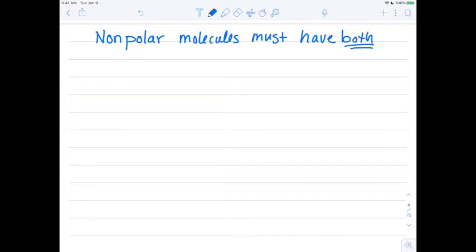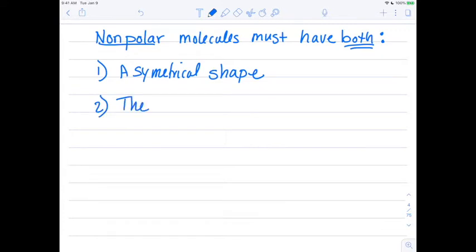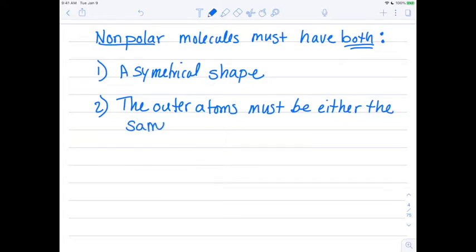So I want to give you some rules for how we're going to determine if a molecule is nonpolar. And they must fit both of these rules. So if they only fit one of these rules, it doesn't work. So this is for our nonpolar molecules. They need to have a symmetrical shape. And the outer atoms must be either the same or very similar. And by very similar, I mean having similar electronegativities.